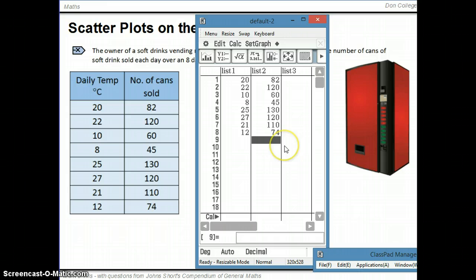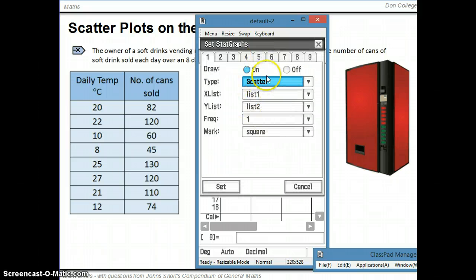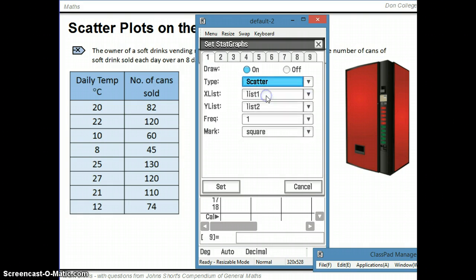Now once you've got that, what we can go up to is set graph, where there's all sorts of different graphs that we can do. Now stat graph 1, if I click on that and click on the setting, here's where I can specify what type of graph I want. So I want a scatter graph, which is the first one. You can see there are lots of different types like histograms and box plots and all sorts of things there. What I want is a scatter plot.